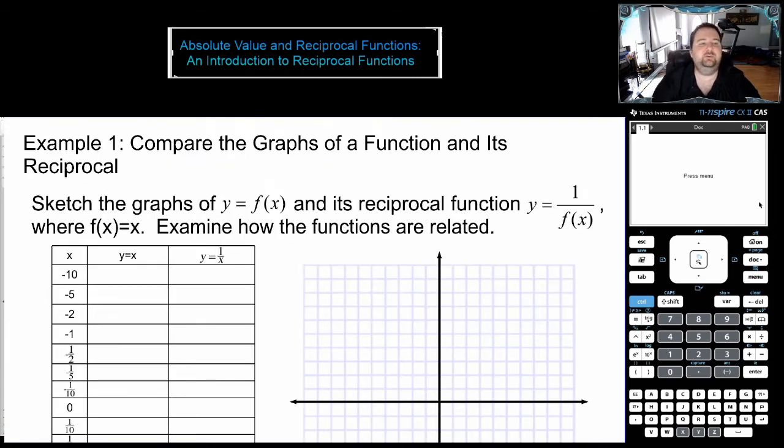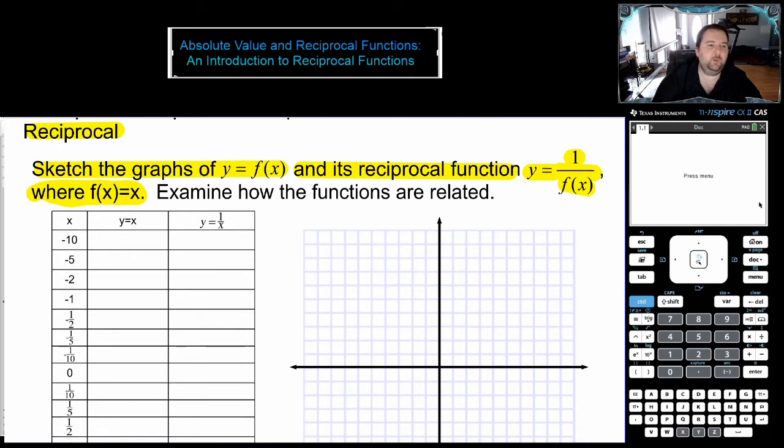Let's see how this applies to the unit we're currently working on. So let's look at example 1. Here we're being asked to compare the graphs of a function and its reciprocal. What it's asking us to do is to sketch the graph y equals f of x and its reciprocal function. So f of x has become the denominator. So 1 over f of x would be the reciprocal of y equals f of x. And they're telling us that the function we're looking at, f of x, is actually just x.